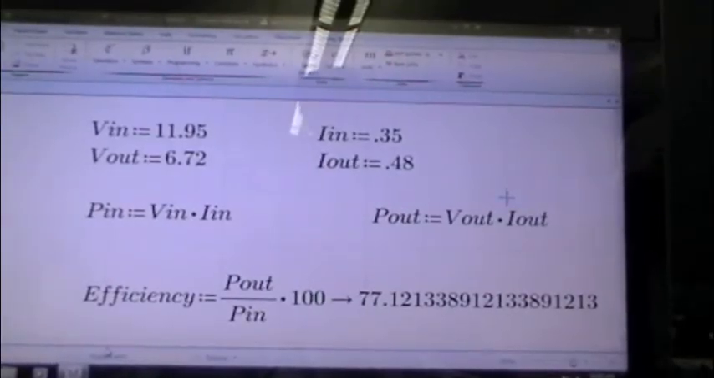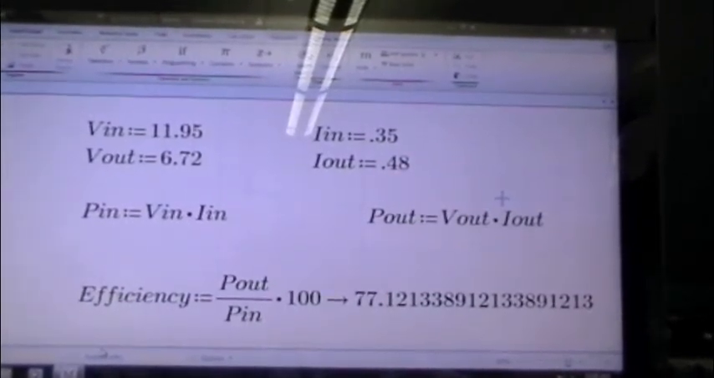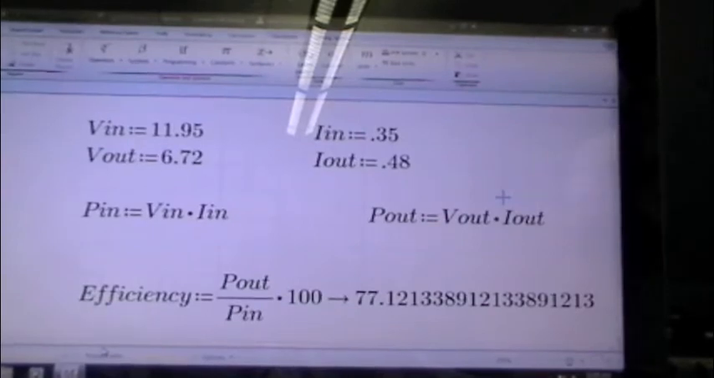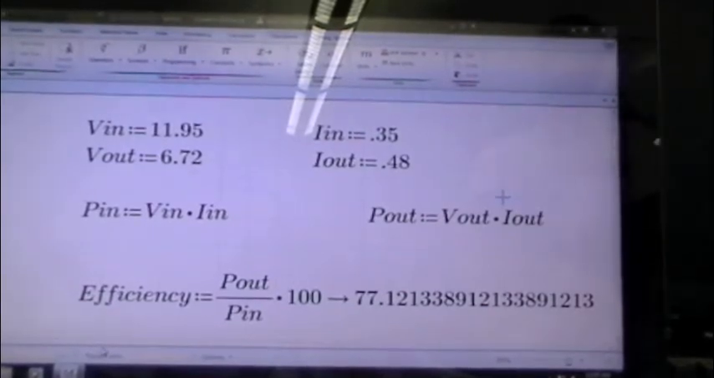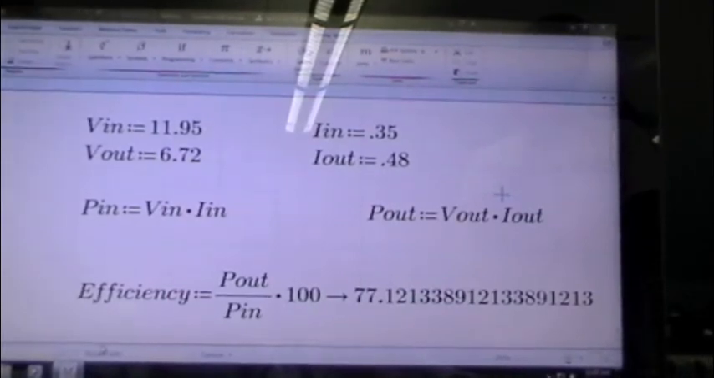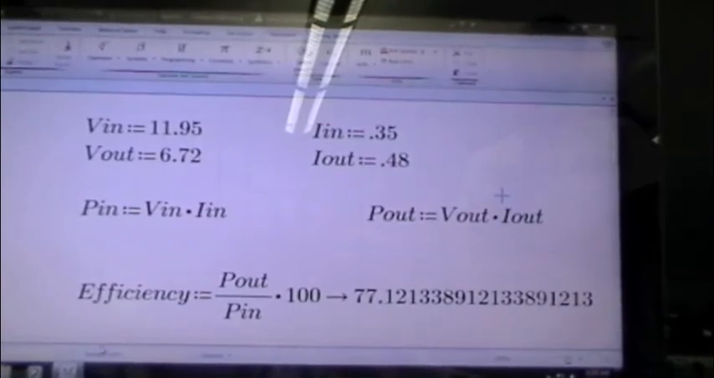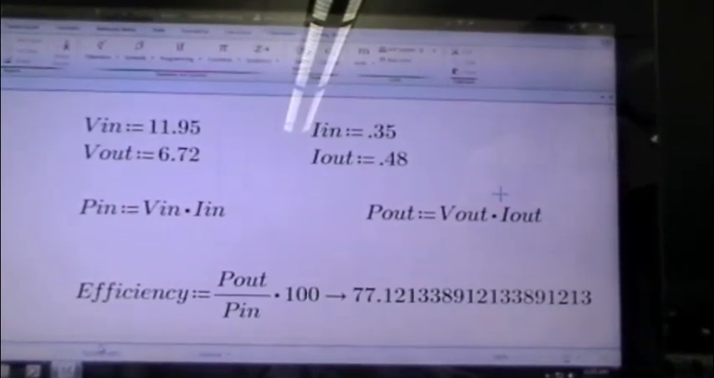Here we have our voltage input and output measurements, and also our current input and output measurements. So we can show you that our circuit has an efficiency that is above 60%. Actually, our circuit works a little bit even better, so we have an efficiency of 77.12%.